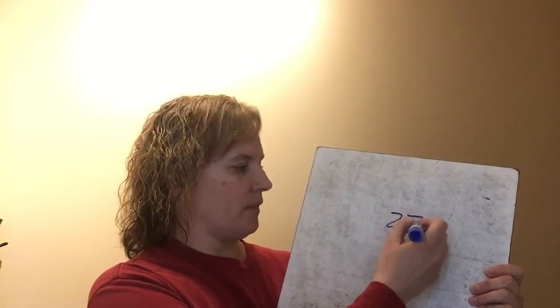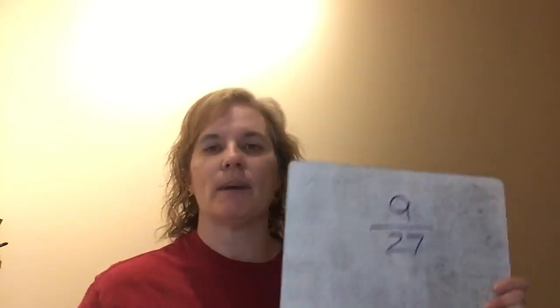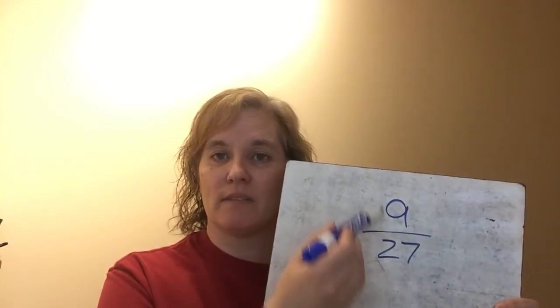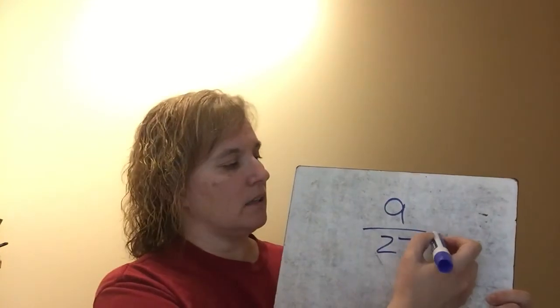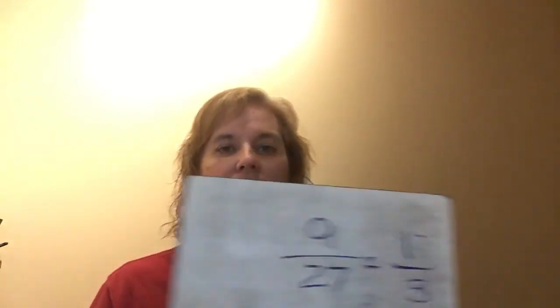So let's see how much Mr. Jackson paid him for. What fraction? What's the big number? 27. What's the small number? 9. He paid him for 9/27. But 9 and 27 can be reduced by 9. 9 goes into 9 one time, goes into 27 3 times. He paid him for 1/3 of the time that he worked. That's all you're doing for that lesson.